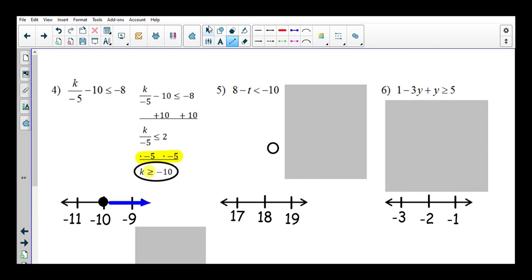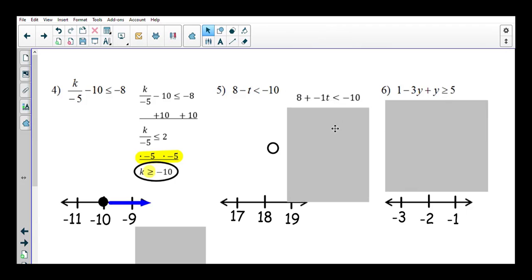All right, number 5, I do suggest adding the opposite for this one because you've got your variable coming after subtraction, which did not happen on any of our previous inequalities. So we're going to rewrite this as 8 plus negative 1t is less than negative 10. Now let's use our inverse operations. The inverse of adding by 8 is to subtract 8. That will get us negative 1t is less than negative 10 minus 8, which is negative 18.